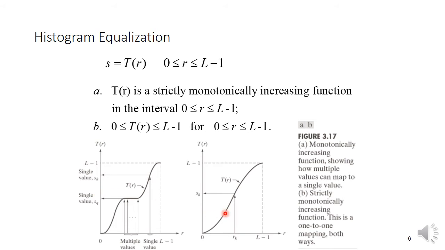But you can see in part B of the image that this function is strictly monotonically increasing because it is a one-to-one mapping. In this function, we have Rk which is mapped to Sk, and so on. Any value would be mapped to a single other value, Sk, after applying this transformation function. So figure B is basically our desired transformation.